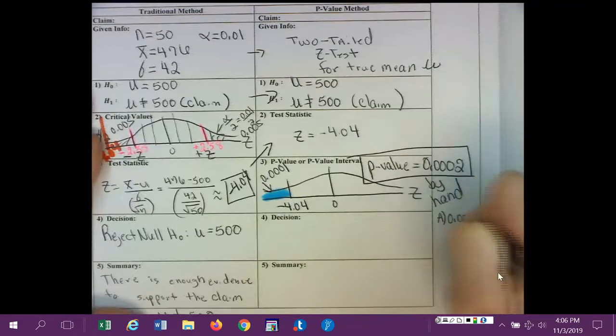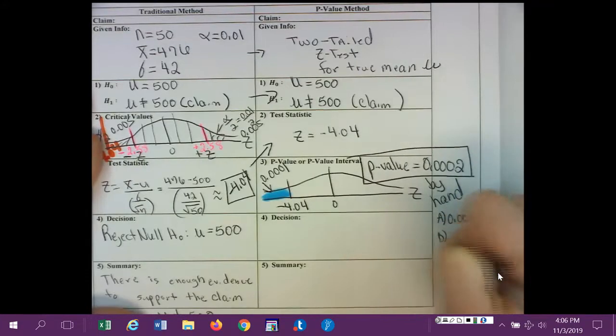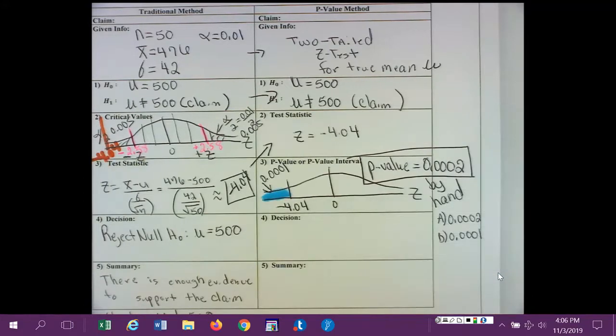I'm going to have the correct answer, A, but I'm also going to have the wrong answer because some of you are going to forget to double it when it's a two-tailed z-test. Double by hand. So be very careful, and then I'll have other wrong options also, but A is the correct answer there for p-value.